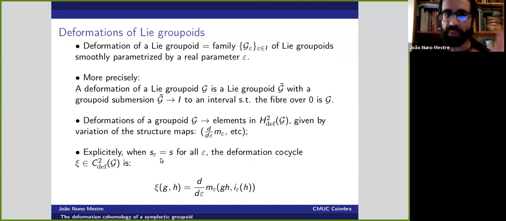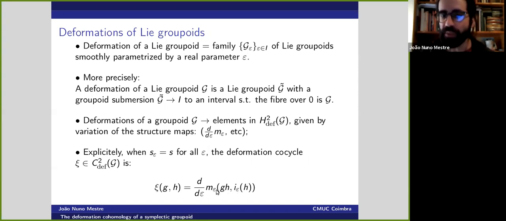To see this explicitly, at least for a case which is a bit simpler to write down in a short formula, let's assume that we have a deformation such that the source map is not changing. It's a slightly simpler deformation. Then the deformation cocycle in the second cohomology group associated to such a deformation would just be, we take the curve in G, which is GH divided by H at time ε. So we take GH, we invert H at time ε by the inversion map at that time, and then we multiply these two things together. That gives us an element of G.